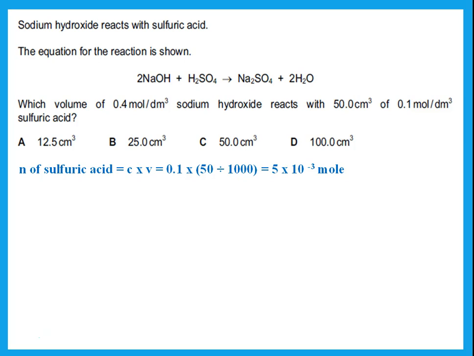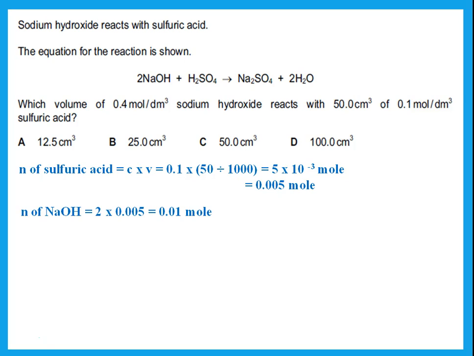Now, I look at the equation and I try to relate the number of moles of sodium hydroxide to the number of moles of sulfuric acid. The equation says that the number of moles of sodium hydroxide should be twice that of sulfuric acid. So if I have this number of moles of sulfuric acid, then the number of moles of sodium hydroxide would be twice of that. Okay? Remember that your answer, you can write it in standard form, 5 times 10 to the minus 3, or normal decimals, 0.005.